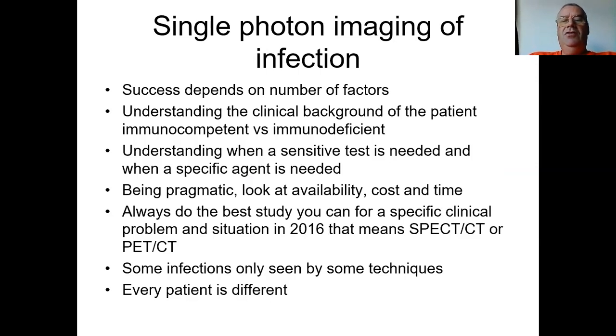So in single photon imaging of infection, success depends on a number of factors. We need to understand the clinical background of the patient. Are they immunocompromised or immunodeficient? Understand when a sensitive test is needed, such as for PUO, or when you need a specific test. For example, you know there's a condition, but you need to know where it is. You have to be pragmatic.